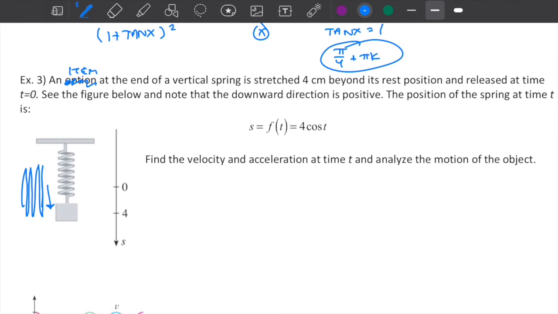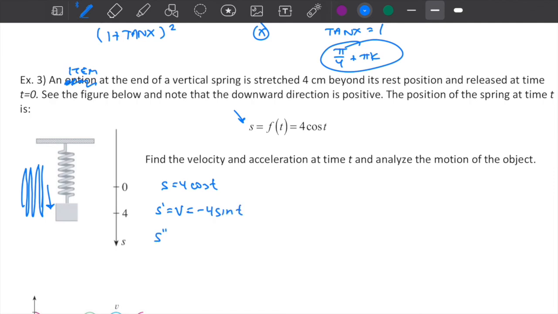The position of the spring at time t is given by this position function: s equals f of t equals 4 cosine t. I want to find the velocity and acceleration at some time t, and think about how that connects to our graph and to the motion of the object. So derivatives: if s is 4 cosine t, we know that the derivative of position is velocity. The derivative of cosine is negative sine, so we've got -4 sine t.